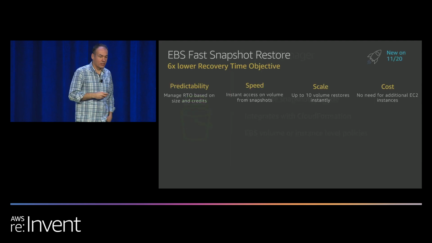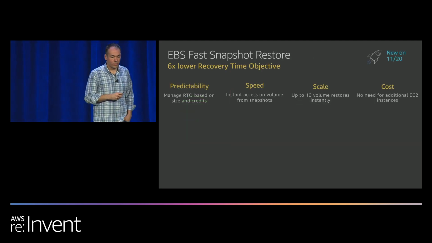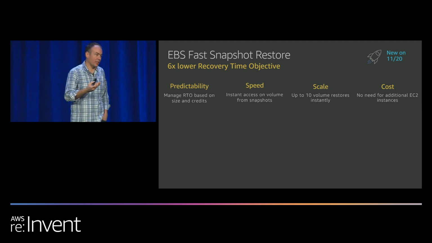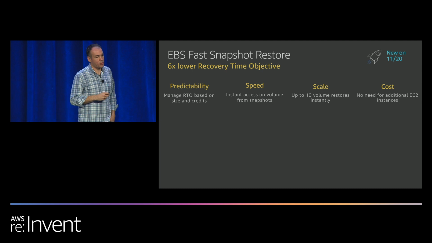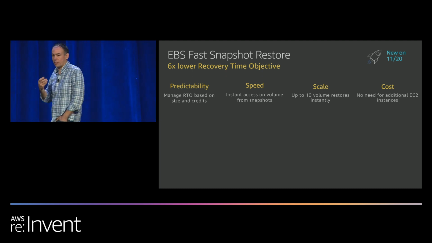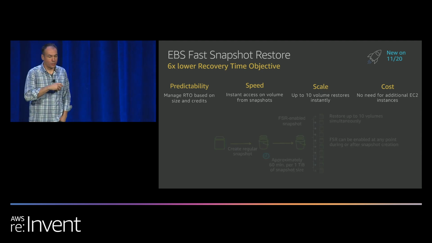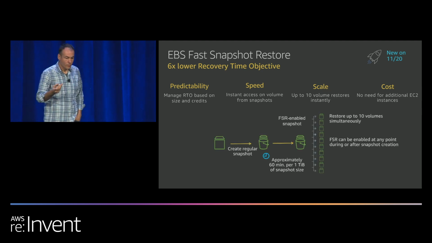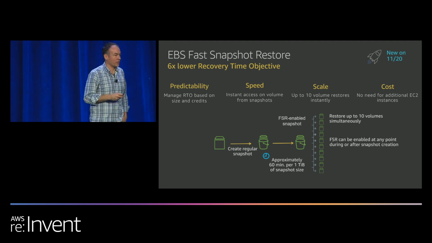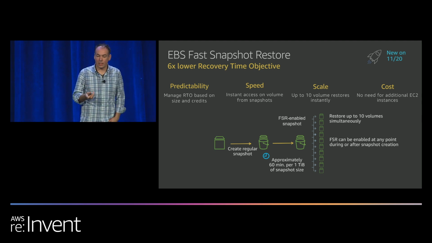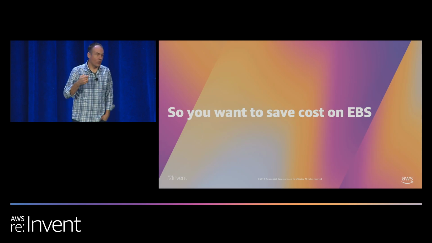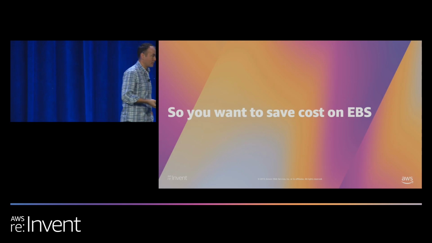Now, once you have these snapshots, just a couple weeks ago, we released Fast Snapshot Restore, which gives you the ability to enable snapshots to have a higher recovery rate. This could be either snapshots or AMIs, up to 10 volumes at a time. You just create the snapshot, we hydrate that in the background, and then you'll get near real-time performance, or near expected performance, as we hydrate that. With that, we'll talk a little bit more about ways to save cost on EBS.